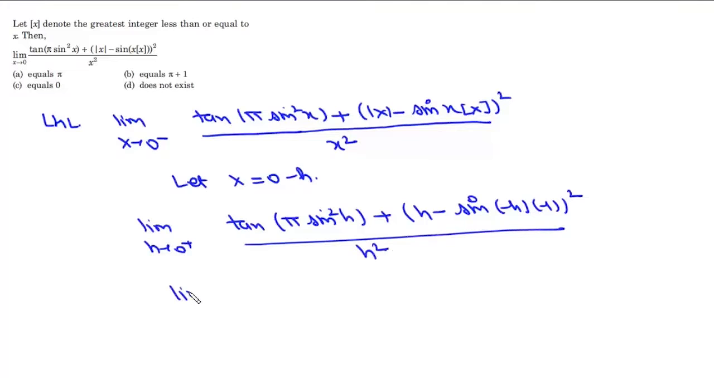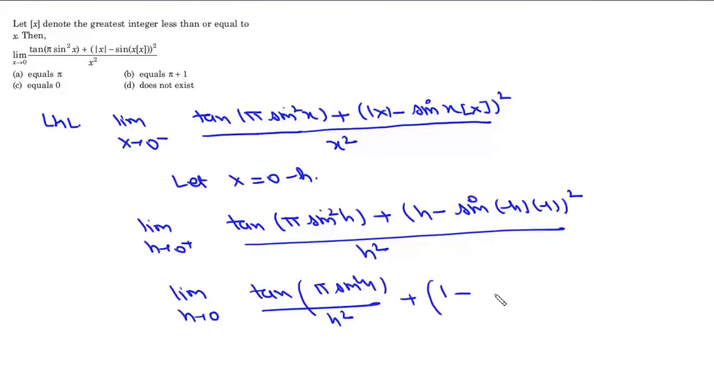So this is limit h tends to 0. Now we can write this as 10 pi sine square h upon h square, and plus this is (1 minus sine h upon h) whole square. Now if we make it a standard limit by multiplying and dividing it with pi sine square h, then we'll get this limit as pi, and here it will be 0. So its left hand limit is equal to pi.